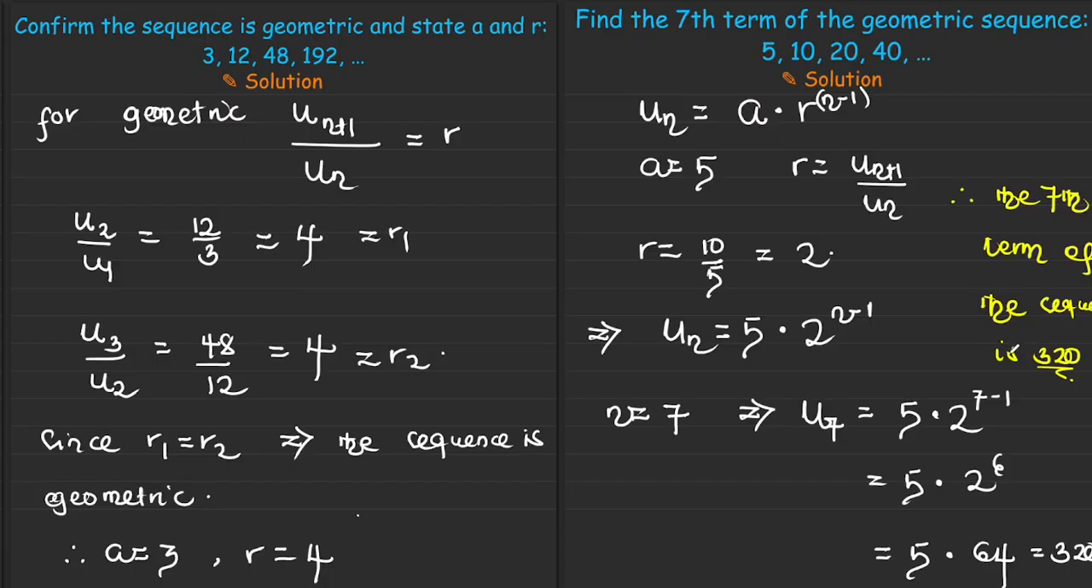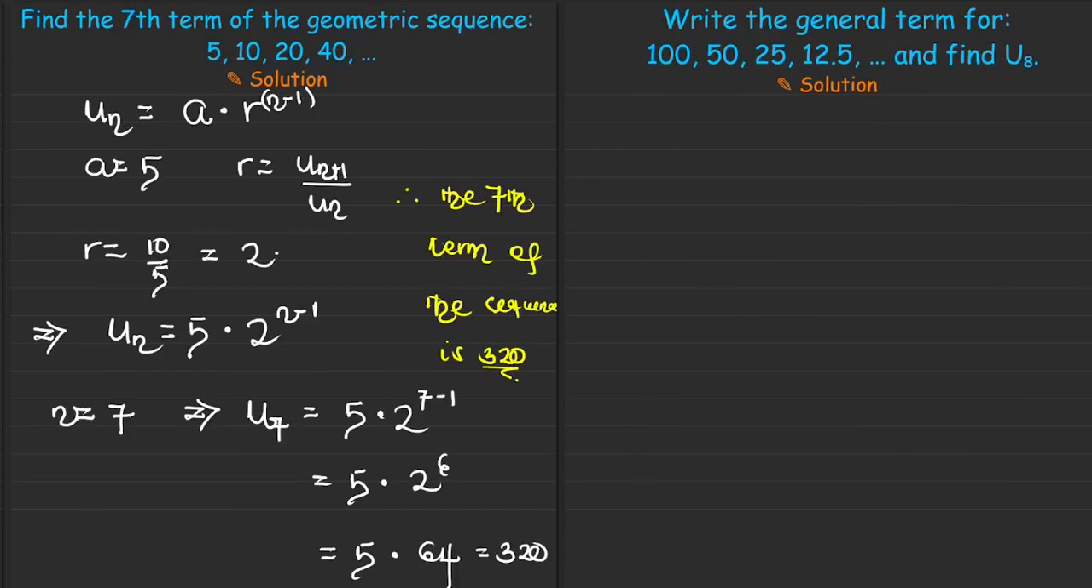Let's then look at our next question, which is question number 3. For this question, it says, write the general term for all of these we have here: 100, 50, 25, and then 12.5. And after which we need to look for what? The eighth term. So how do we go about it?